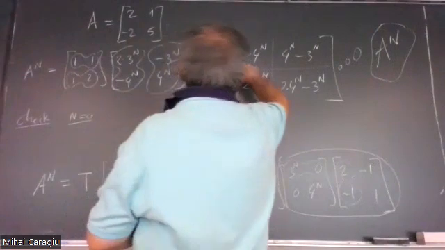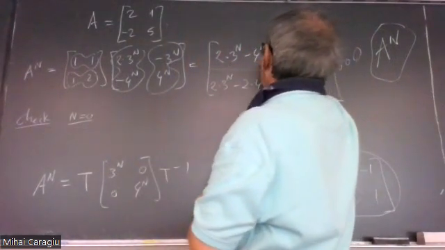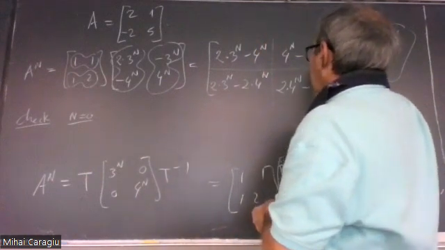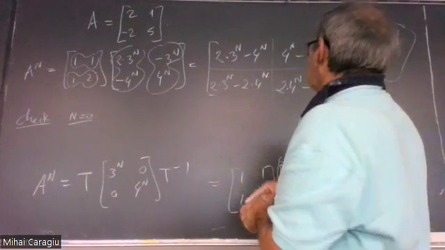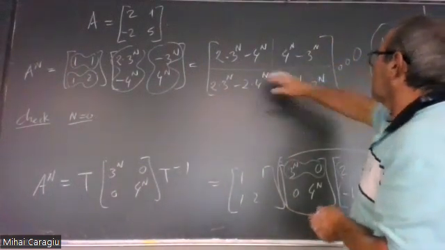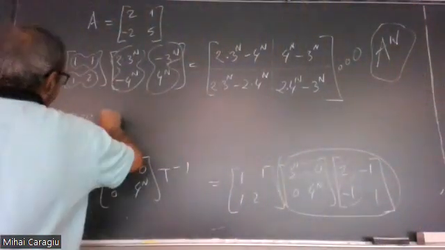If n equals 0, all the exponentials are 1. So 2 minus 1 is 1, 1 minus 1 is 0, 2 minus 2 is 0, 2 minus 1 is 1. So we get 1, 0, 0, 1, the identity matrix, as expected. Let's check n equals 1.